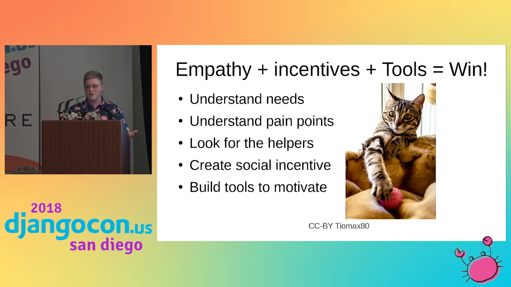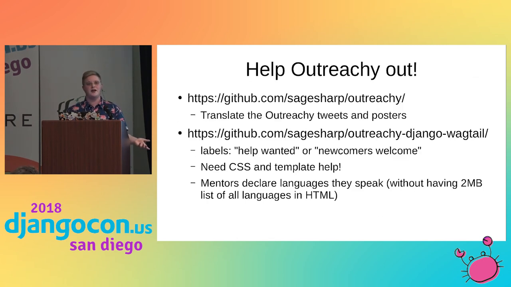So speaking of help, you can actually help Outreachy out. So we have two Git repos. One is a repository that has creative materials and promotional things. Especially if you speak another language, we would love for you to translate our promotional materials. And then we also have a Django repository. And if you're looking for some easy fixes, I'm actually going to be at the sprints on Thursday. I would love to sprint with folks. There's a tag, help wanted, that you can go look at in our repo.